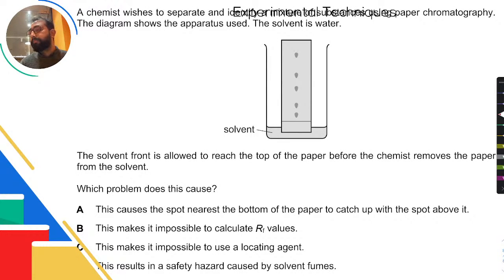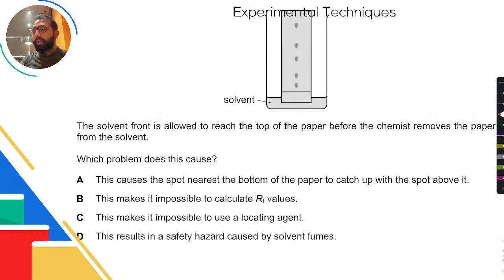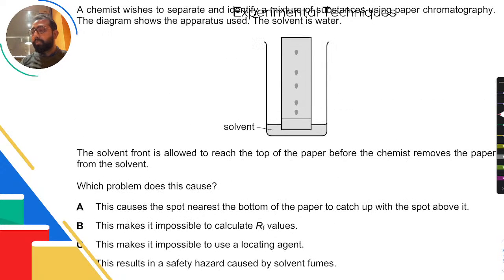And then last question, a chemist wishes to separate and identify a mixture of substances using paper chromatography. The diagram shows the apparatus used. Okay, so this is paper chromatography. Solvent, as you can see, is below the solvent line. And you can clearly see that this is an impure thing because it has given us so many spots, 5 spots.